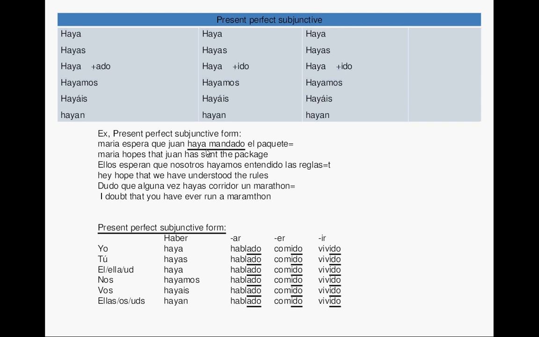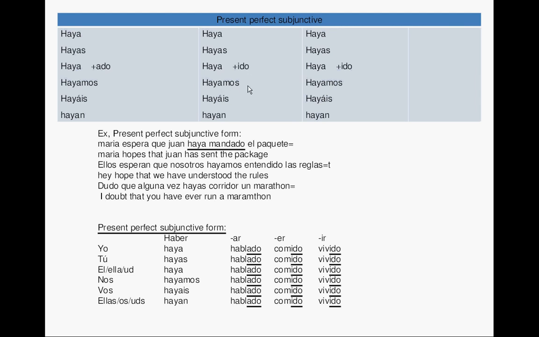They hope that we have understood the rules. Ellos is the third person plural, they hope. We is first person plural, have understood. Entender ends with ER, so it is hayamos entendido. So: ellos esperan que nosotros hayamos entendido las reglas.